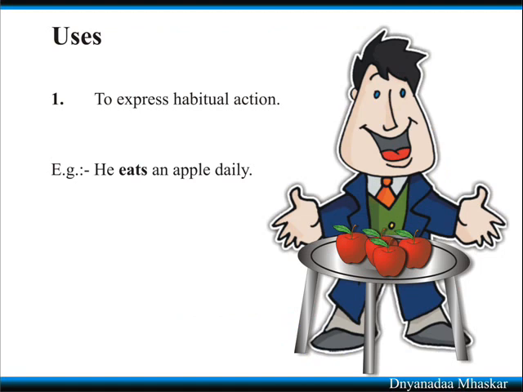The first use is to express a habitual action, that is, an action that we do often. Look at the example: He eats an apple daily. What is the verb used here? Eats. Now if you have not seen my video on subject verb agreement, please do watch that, because in tenses, as we are dealing with verbs, subject verb agreement is really very important and matters a lot in a sentence.